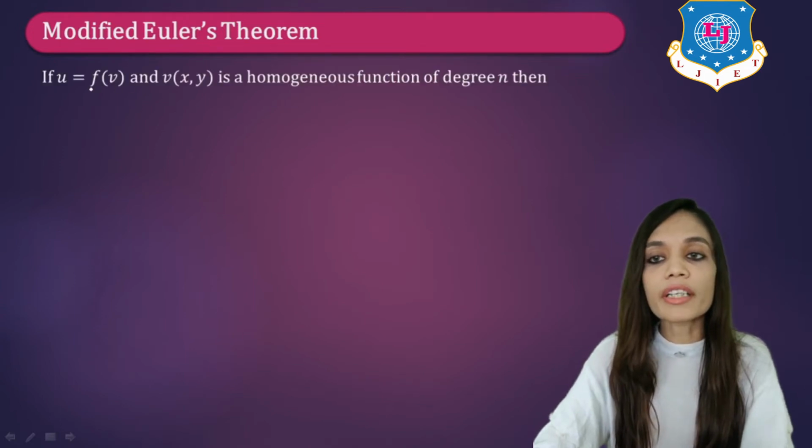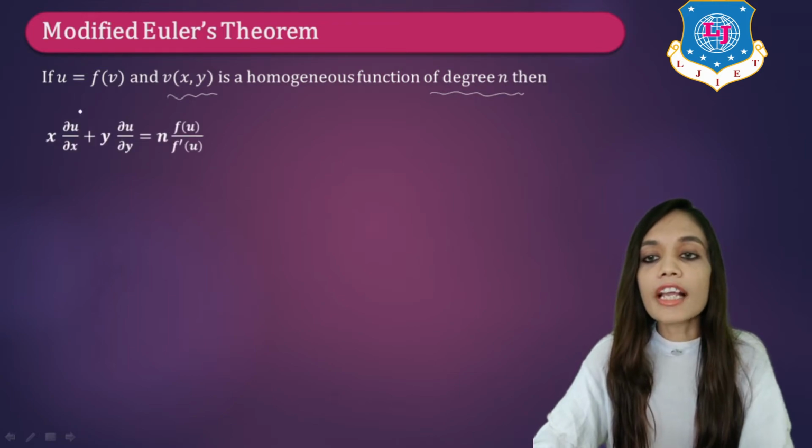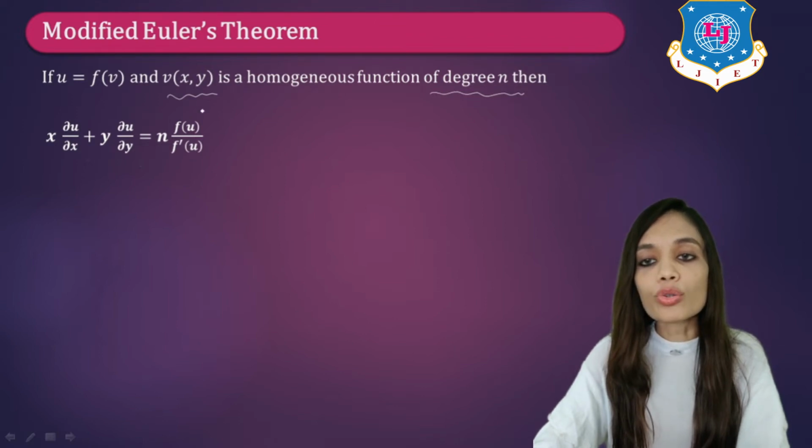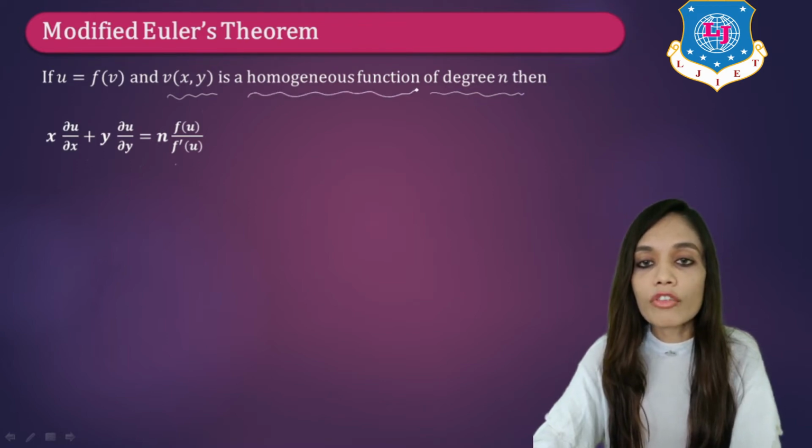So the statement is, if u is a function of v and v is a homogeneous function of degree n, then x del u by del x plus y del u by del y is equal to n f of u upon f dash u. Compulsory v should be a homogeneous function.